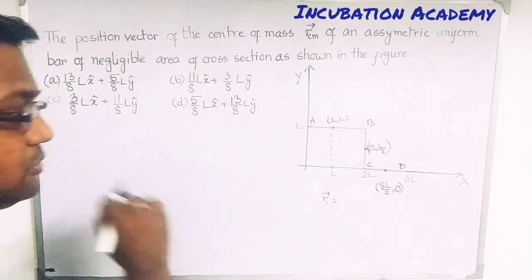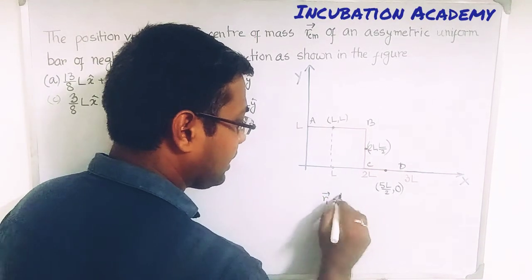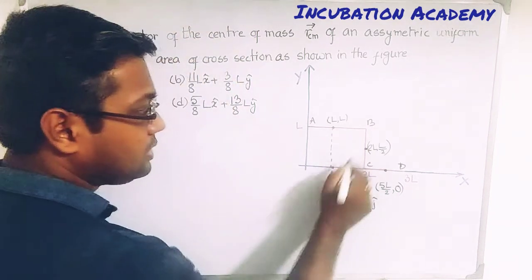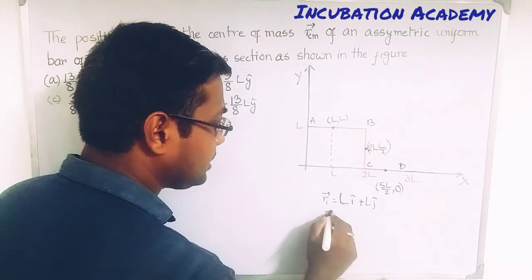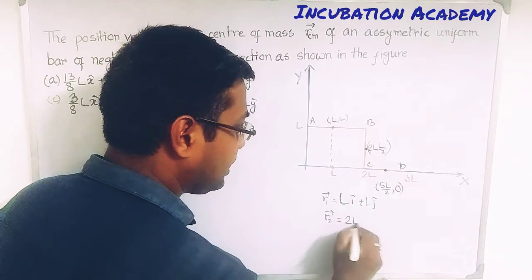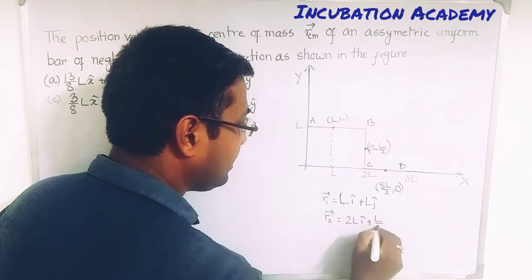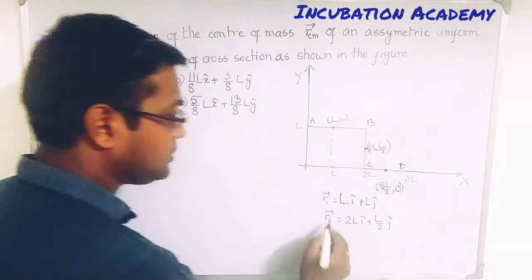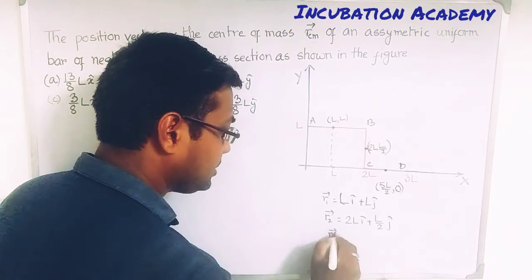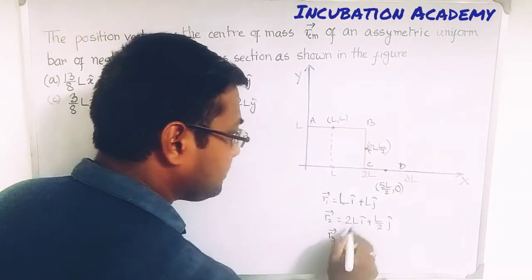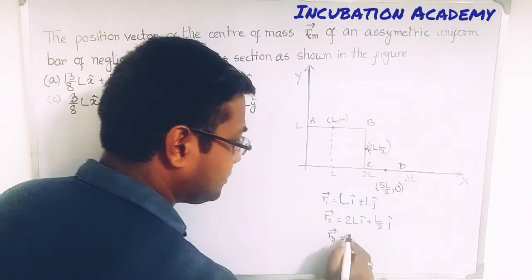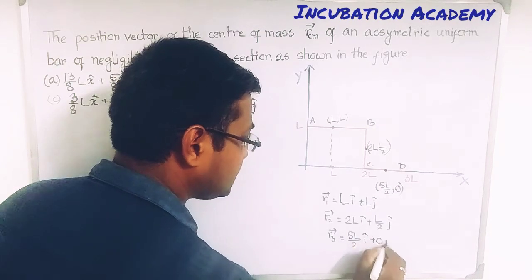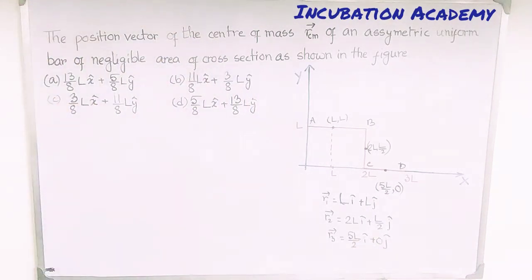Okay. So now if I write down R1, which represents the center of mass of the AB portion of the bar, that is L i cap plus L j cap. Now in case of the BC portion, if I denote it by R2, that is 2L i cap plus L by 2 j cap. So this is the center of mass of the BC portion. After that, the R3 vector will be for the center of mass of the CD portion, that is 5L divided by 2 i cap plus 0 j cap. So this is the thing.